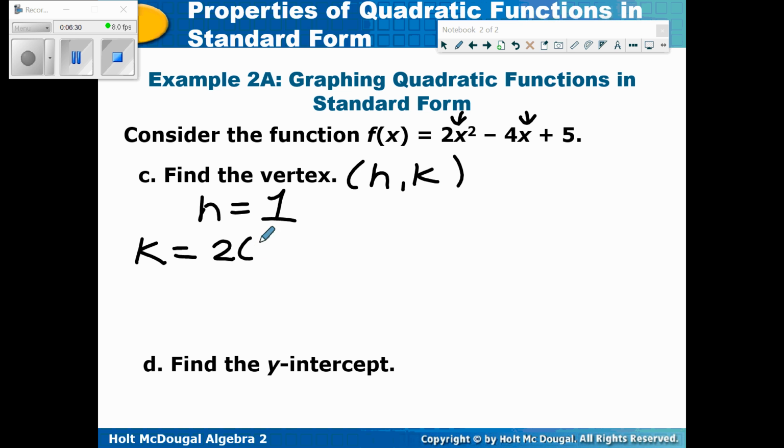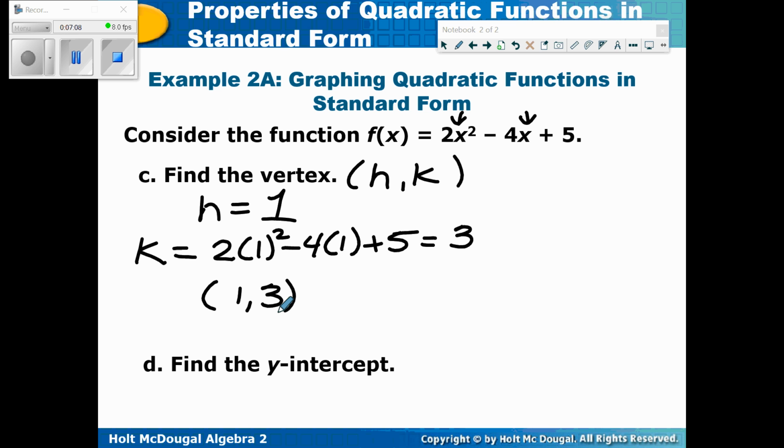So 2 times 1 squared, I'm pulling that from my first term, minus 4 times 1, that's my second term, plus 5. When you solve this, follow your order of operations. 1 squared is 1. 1 times 2 is 2. 2 minus 4 is a negative 2. Negative 2 plus 5 is 3. So your K is 3. Again, the vertex is HK. So that means my vertex would be 1, 3.